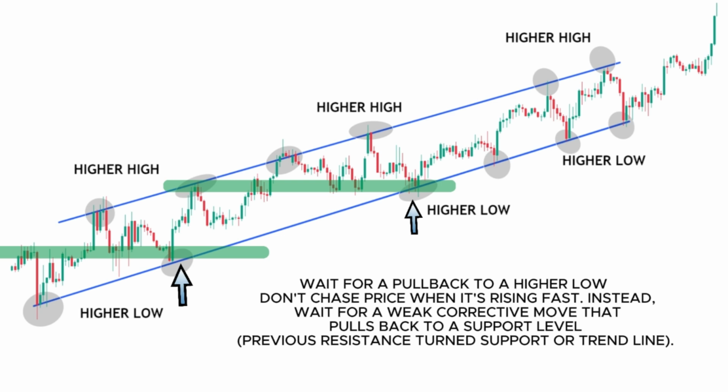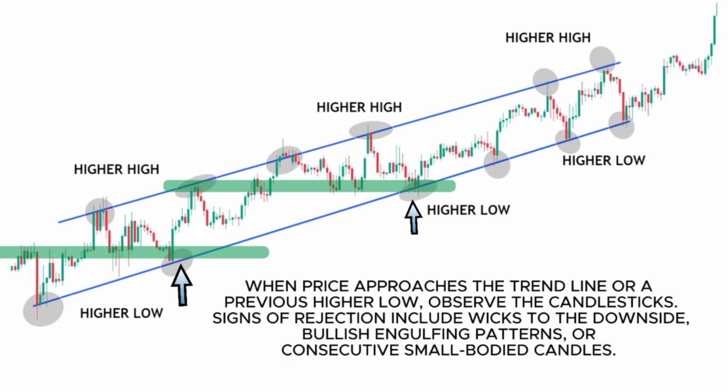When price approaches the trend line or a previous higher low, observe the candlesticks. Signs of rejection include wicks to the downside, bullish engulfing patterns, or consecutive small-bodied candles.